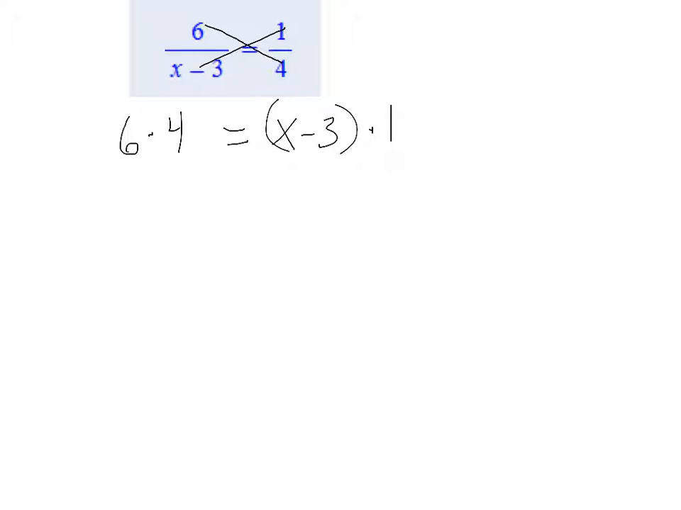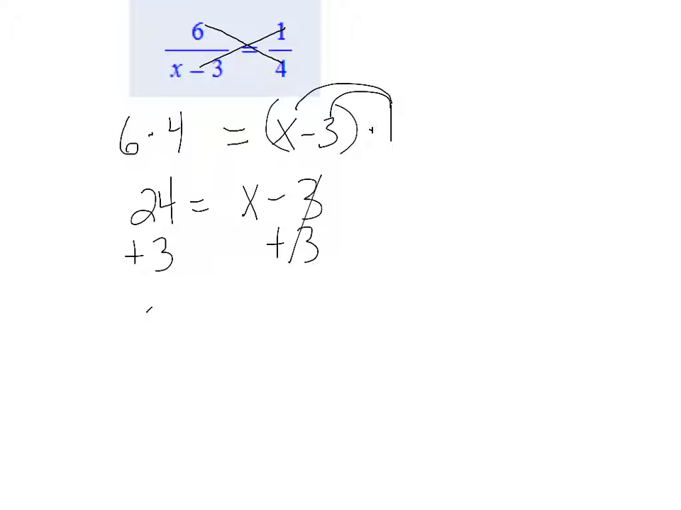So then what I'm going to have, 6 times 4 is just 24, equals, now sometimes this is a different number other than 1, and you would have to distribute it through. Distributing a 1 doesn't really do much for me, so it's just going to end up x minus 3. And then I add 3, and I get 27 for my x value.